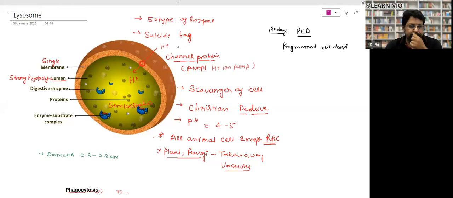They pump in hydrogen ions, and these hydrogen ions increase the acidity, right? These are channel proteins or pumps of hydrogen ion, and they are known as the scavenger of the cell. Discovered by Christian de Duve. pH value is 4 to 5. They are found in all animal cells except RBC, red blood corpuscles.